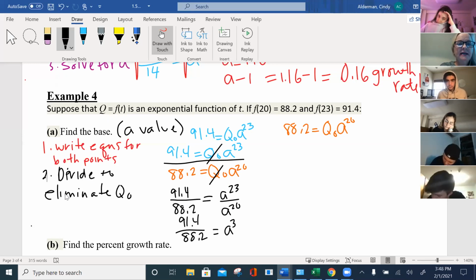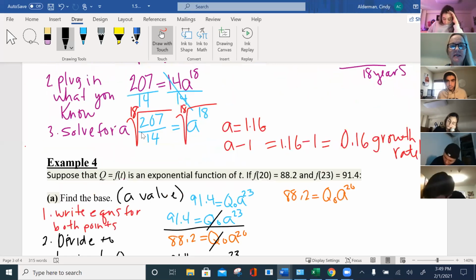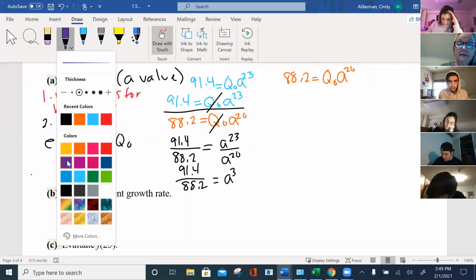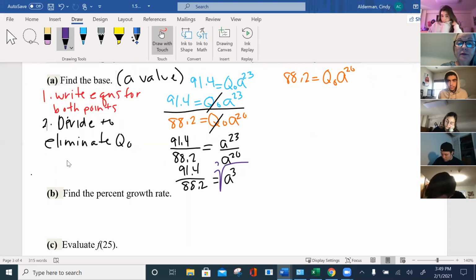And then in order to get A by itself, I'm just going to do the same thing that I did up here, where I had something to the 18th power and took the 18th root of both sides, which I can do with a calculator. So now I'm just going to take the cube root of both. That's not enough. I want a different color so you can really see what I'm doing here.